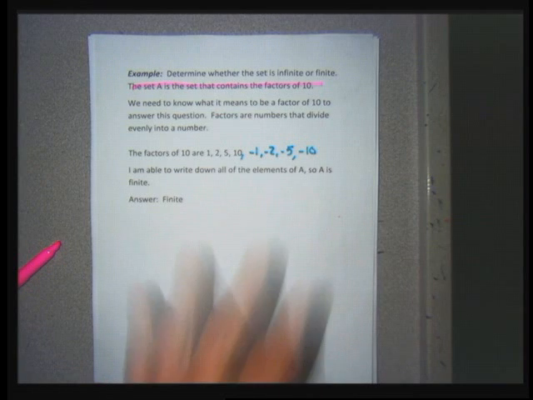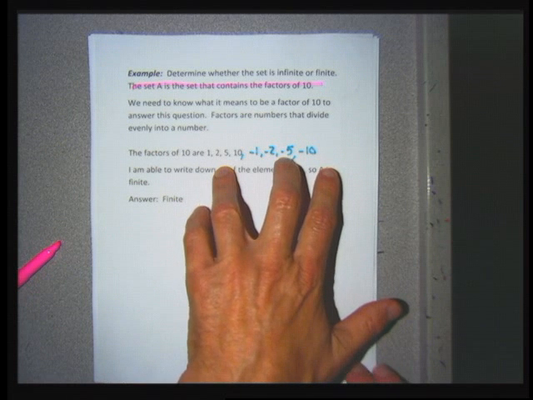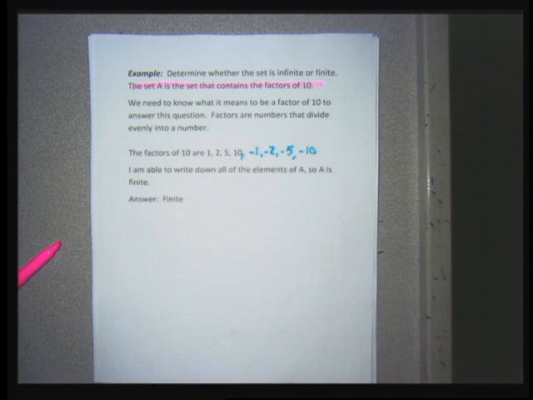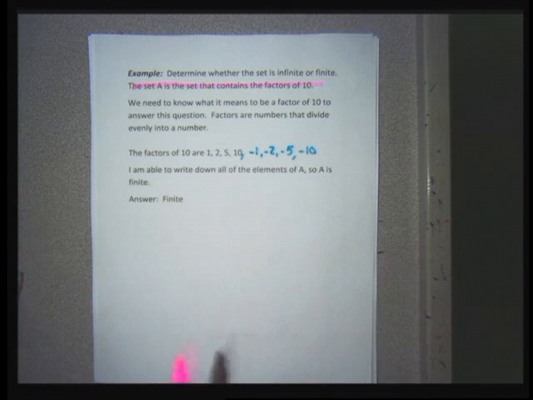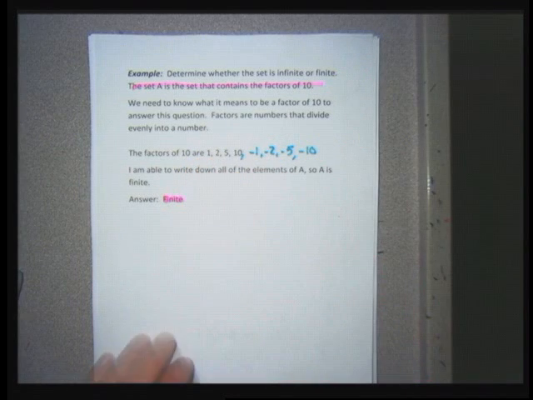And so I'm able to write down all the factors of 10. There's only 8 of them if you consider positive and negative factors, 4 if you're only considering positive factors. So it's possible to write down all the elements of A, so A is a finite set.